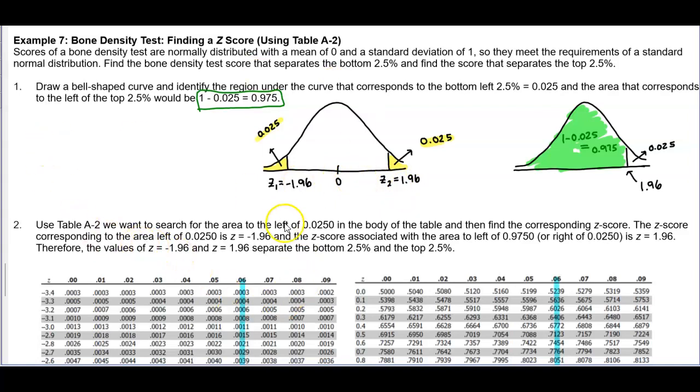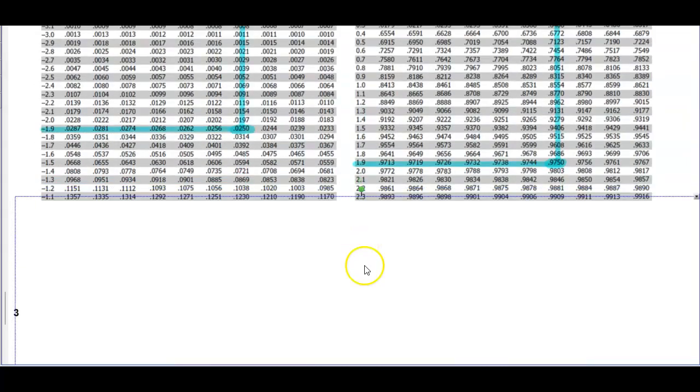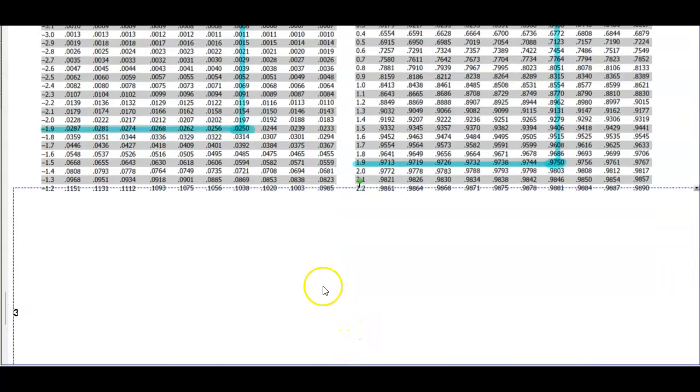So by using the table, we searched for the area to the left of 0.0250 and then found the corresponding z-score, and that corresponding z-score was negative 1.96. And the score that's associated with the area to the left of 0.975, we got positive 1.96. Therefore, the values of z equals negative 1.96 and z equals 1.96 separate the bottom 2.5% and the top 2.5%. So, we would then say the following.